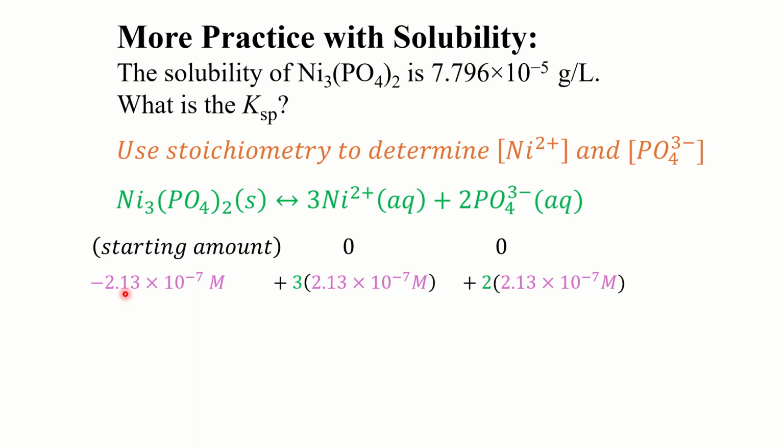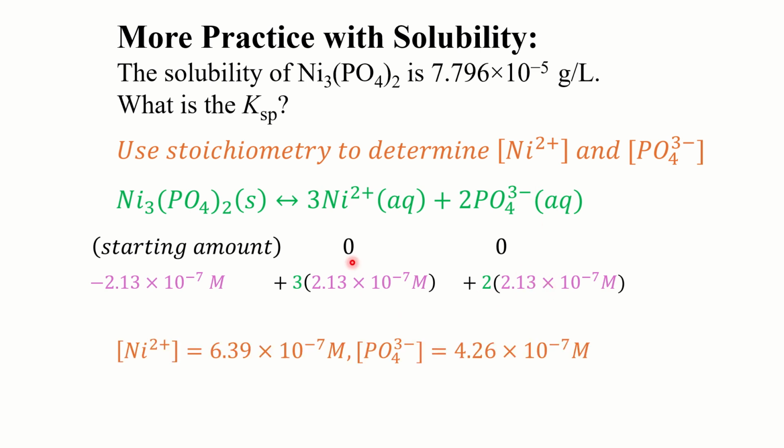So minus 2.13 times 10 to the negative seventh for the solid, plus 3 times 2.13 times 10 to the negative seventh for nickel, and plus 2 times 2.13 times 10 to the negative seventh for the phosphate. This gives a nickel ion concentration of 6.39 times 10 to the negative seventh, and a phosphate ion concentration of 4.26 times 10 to the negative seventh.